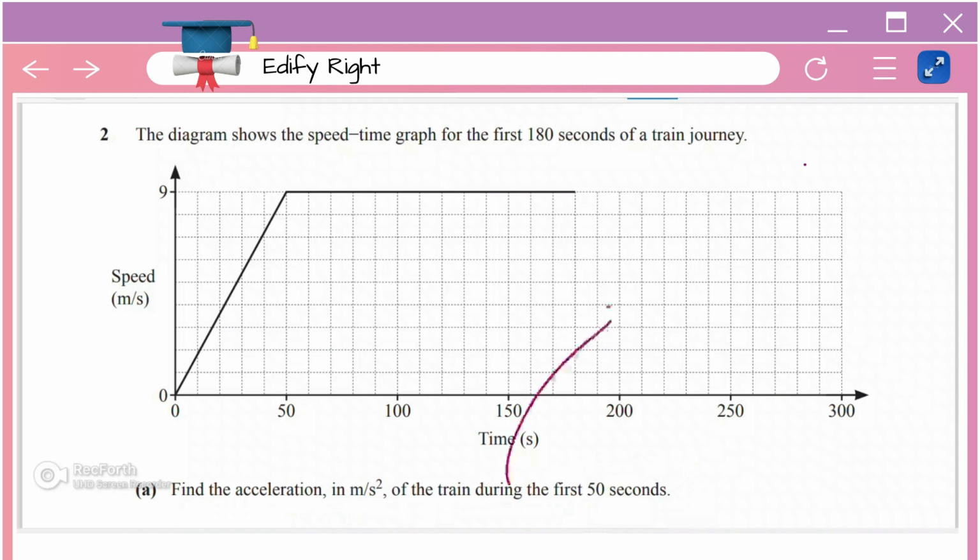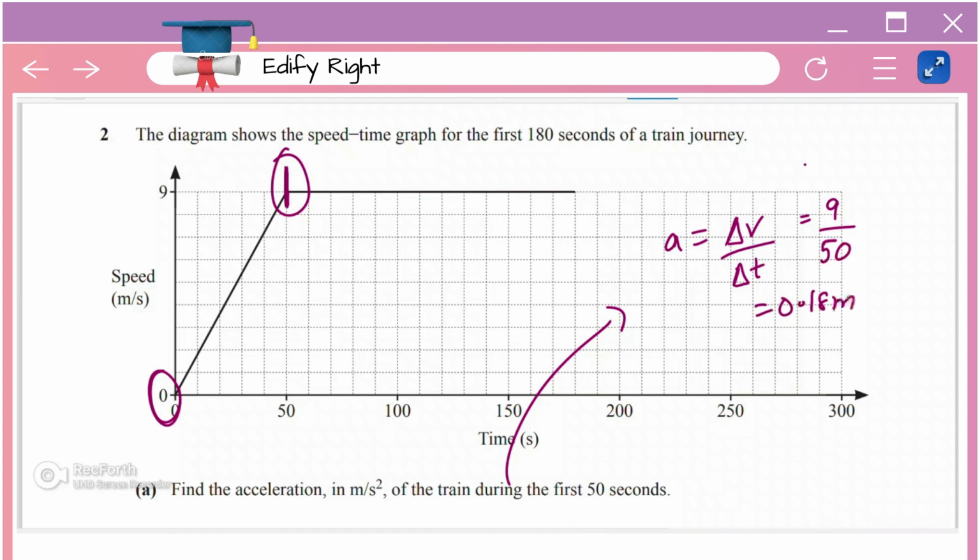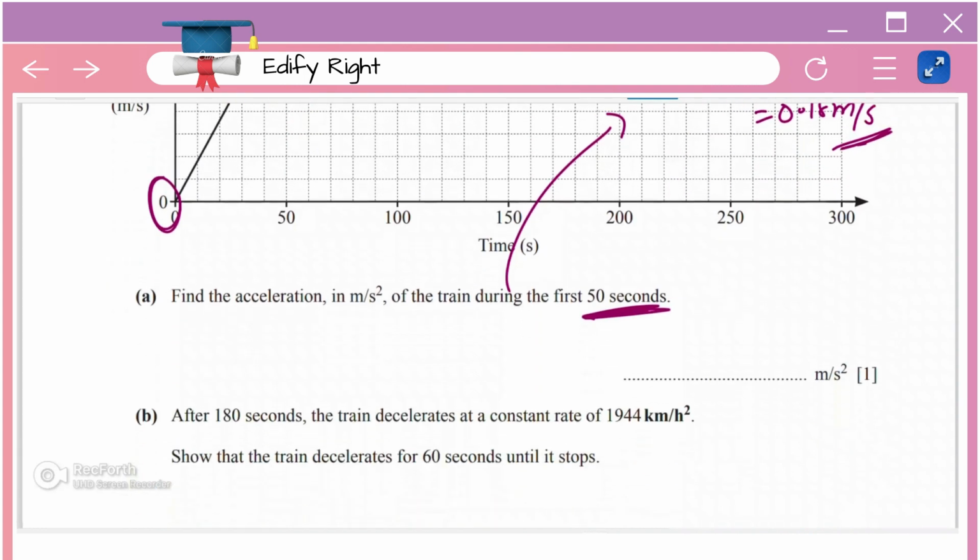So this is quite simple. Acceleration is simply delta v by delta t, change in velocity upon time. So as you can see, for the first 50 seconds, the velocity has changed from 0 to 9. So the change in velocity is 9 divided by, what is the time? It is 50 seconds. So it is simply 0.18 meters per second square. That's the acceleration in the first 50 seconds.